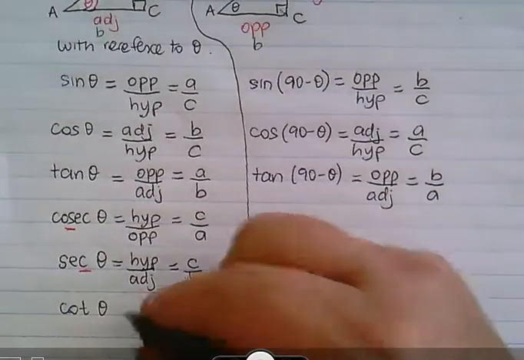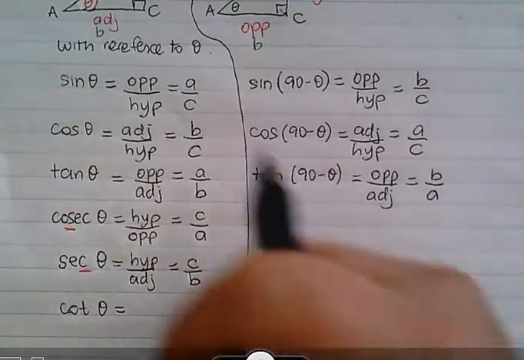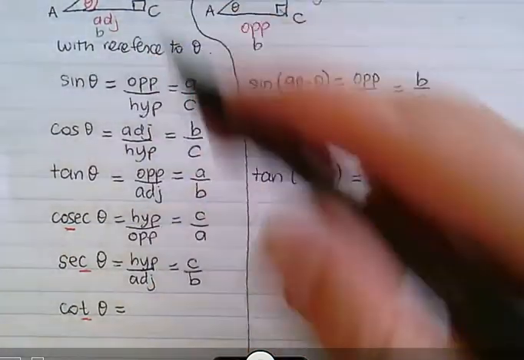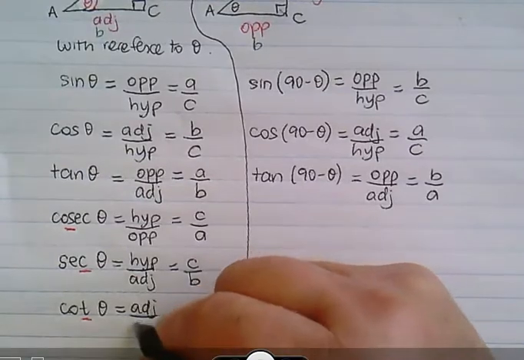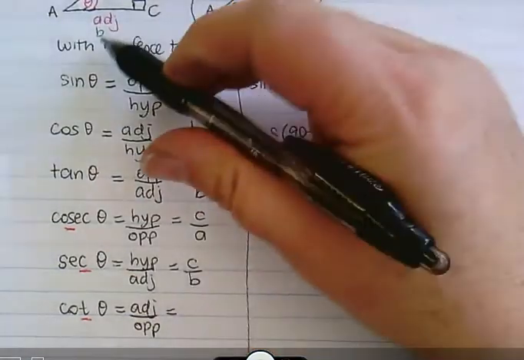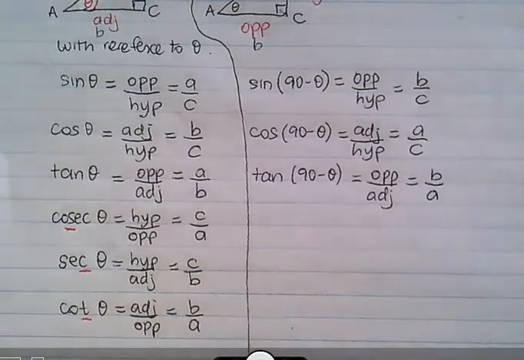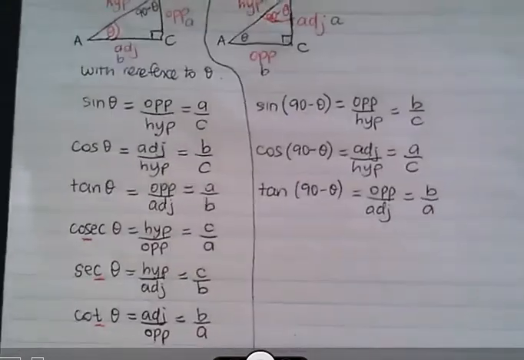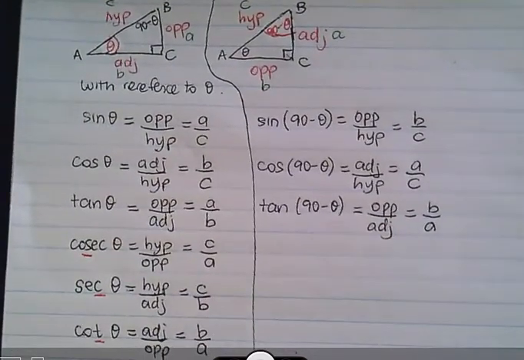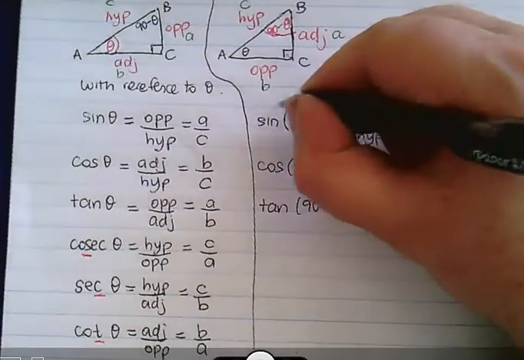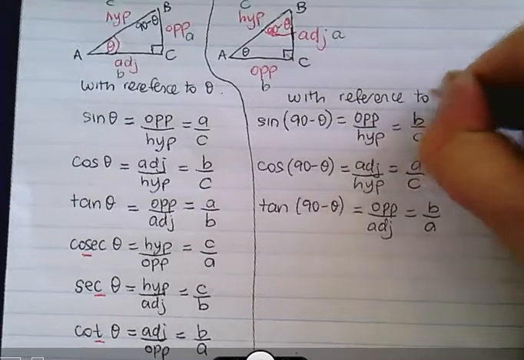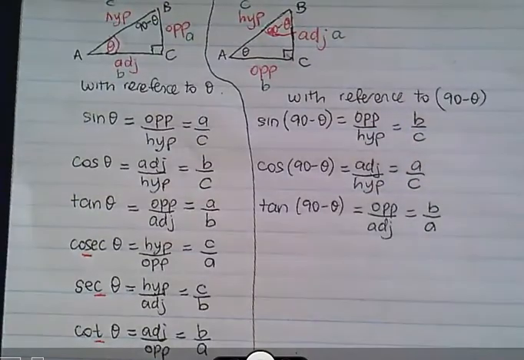And the last one, cot. Cot's third letter is T, so it's the reciprocal of the tan. So instead of opposite over adjacent, it's adjacent over opposite, and adjacent over opposite is B over A. So we're going to do the same thing now with the reciprocal ratios for the 90 minus thetas as well. These ratios here are with reference to the angle 90 minus theta.